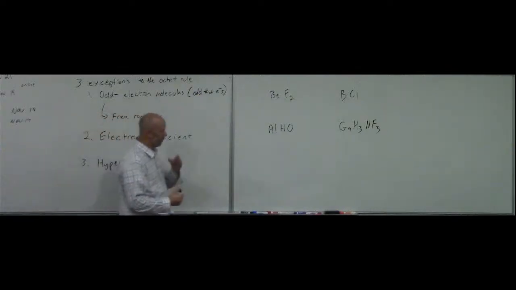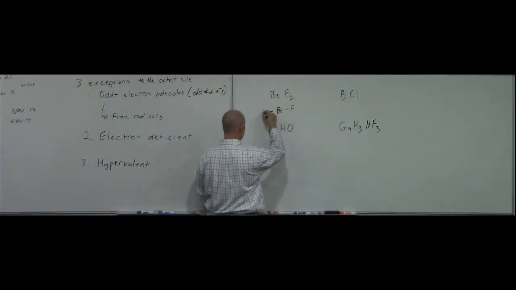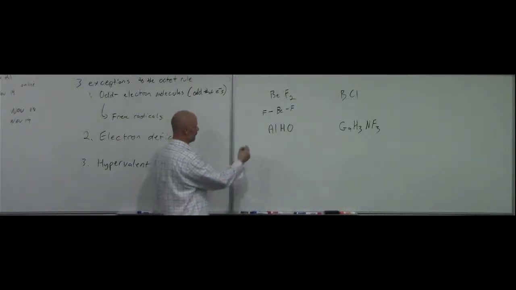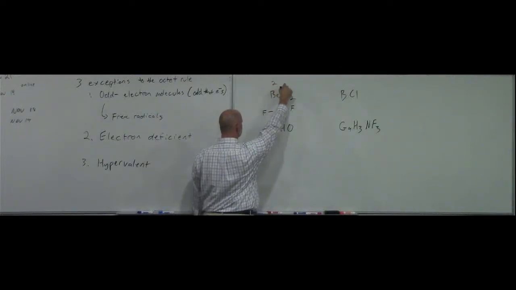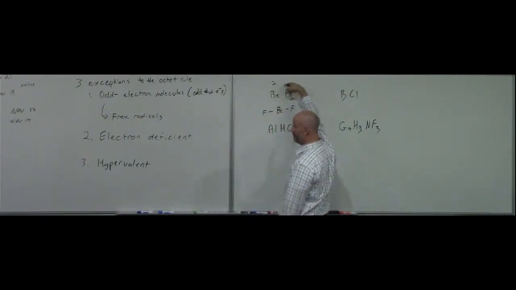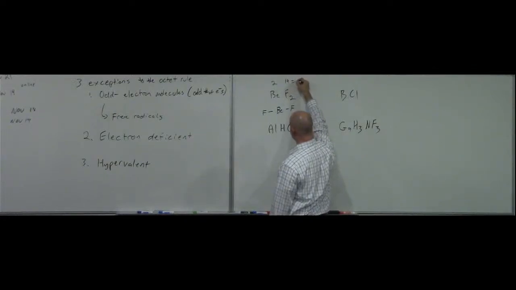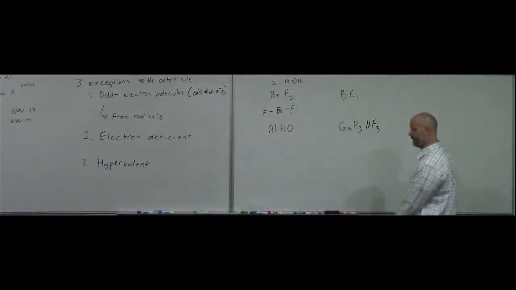Still want you to treat it the same way, right? So you can go BeF2. Beryllium has how many valence electrons? 2. Fluorine has? 7. And I have 2 of them, so 14, right? So I want 16. Okay. So I've got 1, 2, 3, 4, 5, 6, 7, 8, 9, 10, 11, 12, 13, 14, 15, 16. That one's done. That's easy.